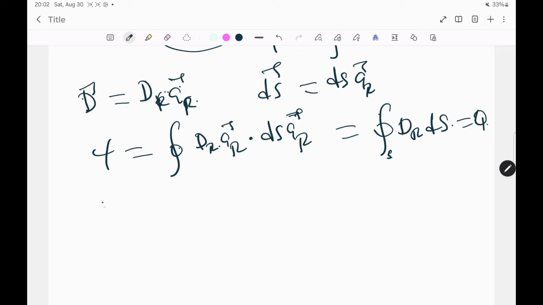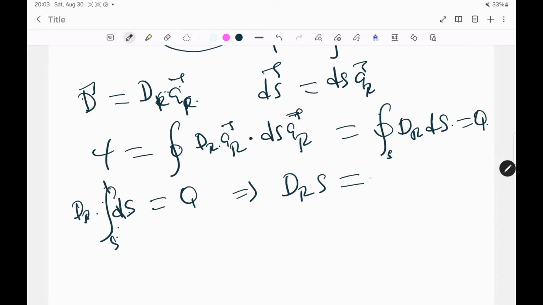So with respect to charge, I can put the dr outside, then I put the ds, which equals the charge. Here we are integrating over the surface, so the integral goes away. We cancel the differential. That means we have the r, times the surface, equals the charge, and this surface area is the surface area of the sphere with the radius being that of the Gaussian surface.